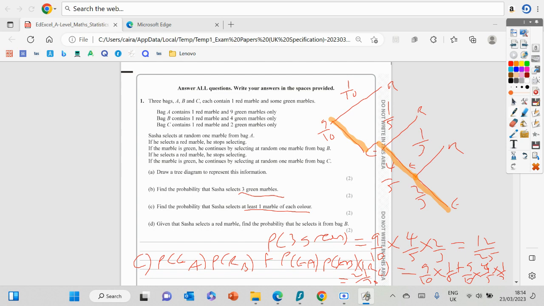Cool. Part D. Given that Sasha selects a red marble, find the probability that it gets selected out of bag B. Okay. So the probability that we get red is going to be a red out of first, so 1 out of 10. Then we've got a green out of A, and then a red out of B. Or the final case is we get 9 out of 10, we get a green, then we get another green, and then we get another red. What's that going to give you? 13 out of 25, does it? That's what it gives you.